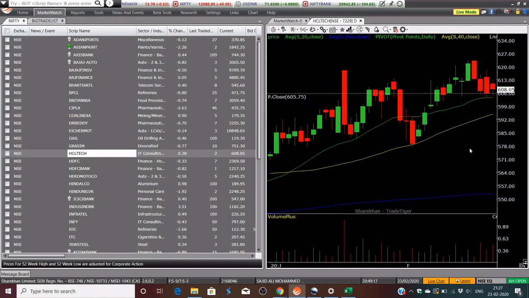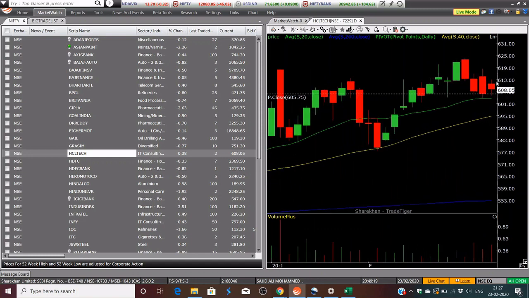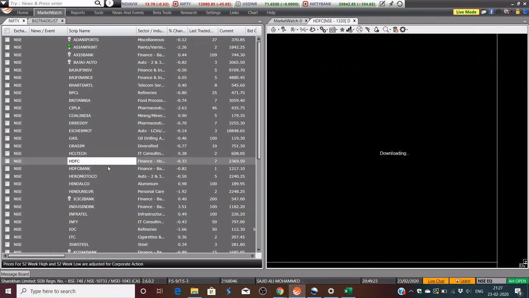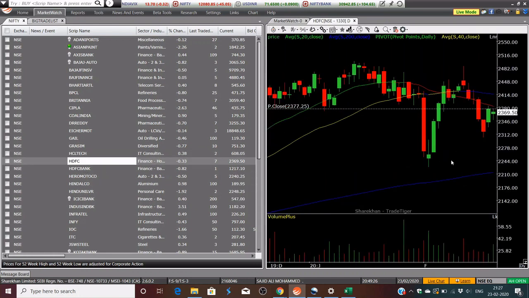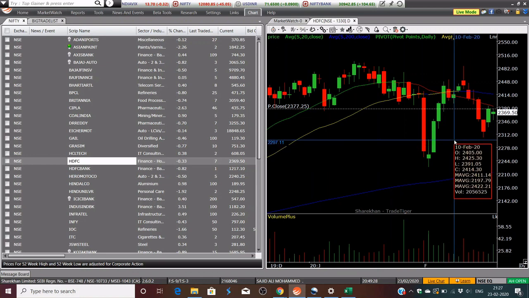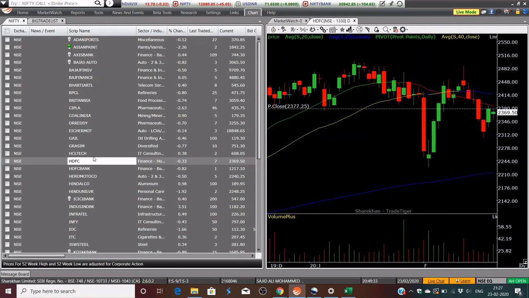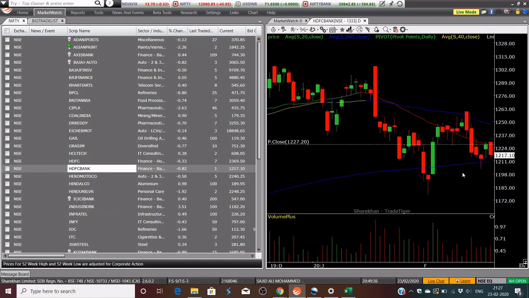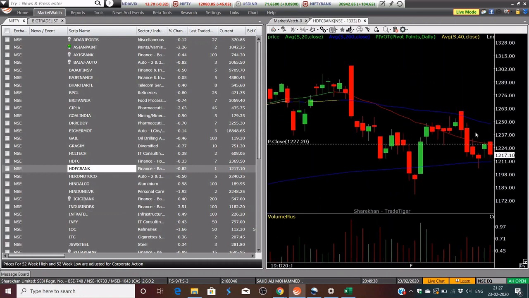HCL Tech, only buy if a green candle crosses above this. HDFC, no trade. This was a zone. It came close to the zone and retraced, so it can come back into the zone again, so be careful. HDFC Bank is again caught up between the moving averages. It can stay here for some time.